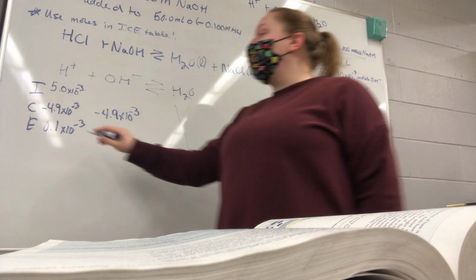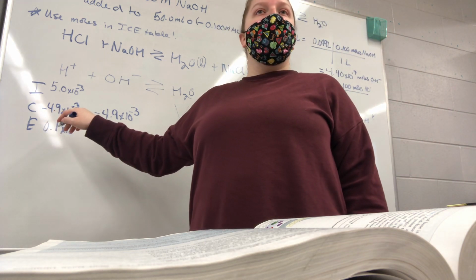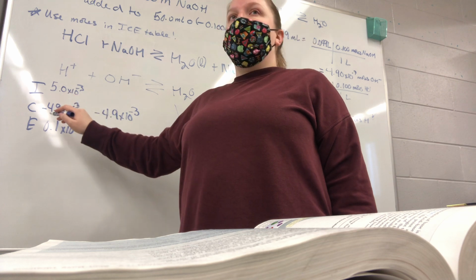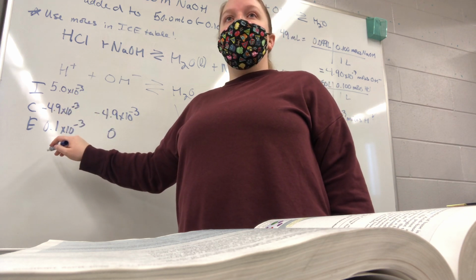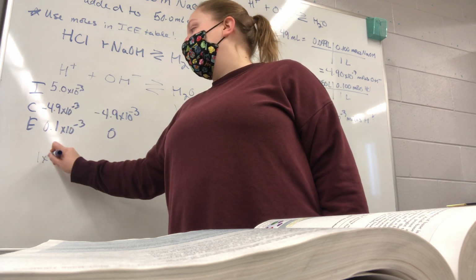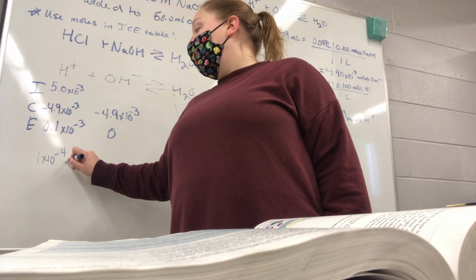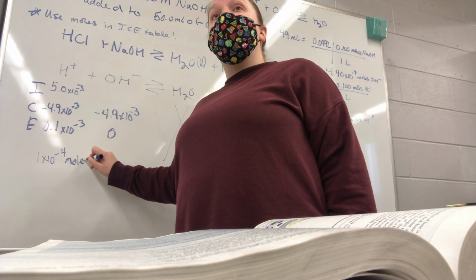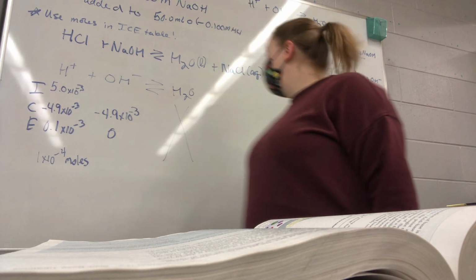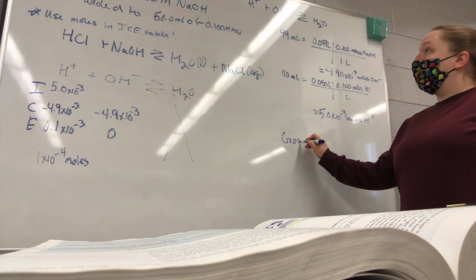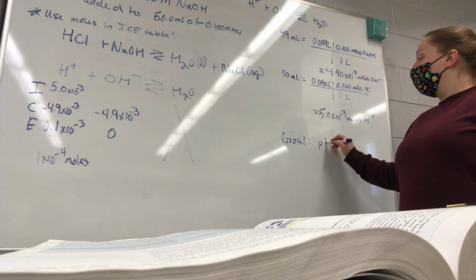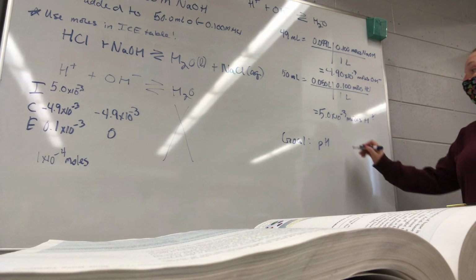Yeah. So I'm going to move this. I just put the 0.1 because you can see that 5.0 minus 4.9 is 0.1. Does that make sense? But this is really 1 times 10 to the negative 4th, right? And remember, we're using moles. Our goal was what? Our goal is pH. What do we need for a pH?